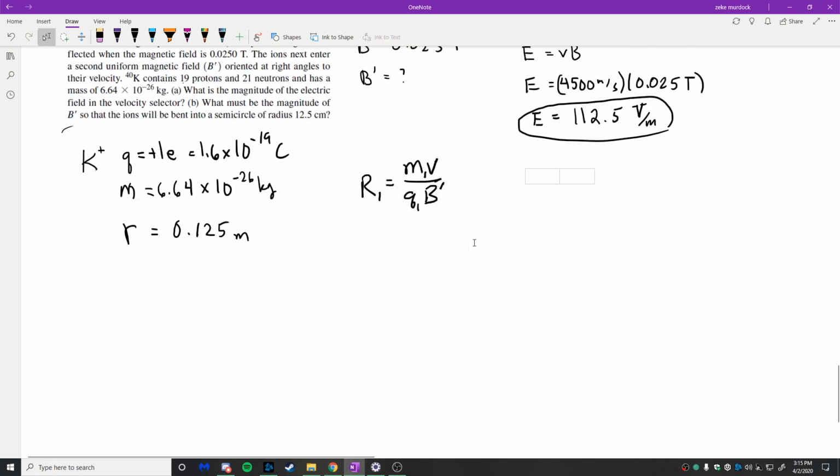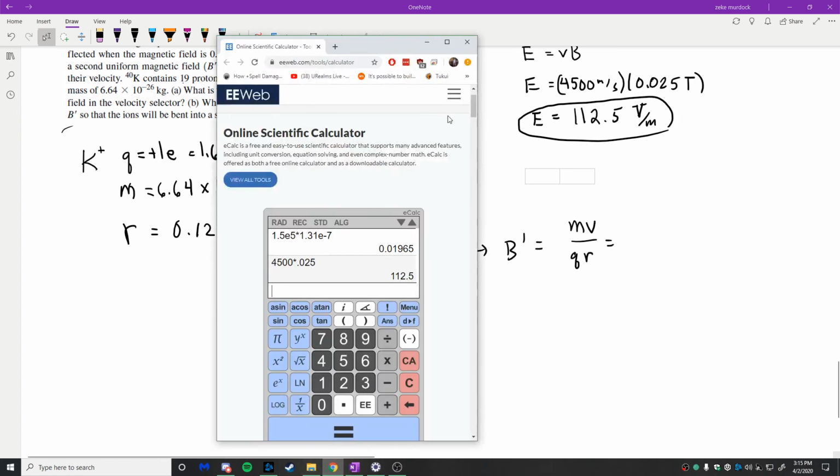So we want to solve for B prime. I'll just rewrite the equation. The equation is R equal to mv over q B prime. So B prime is going to be equal to mv divided by q times R. Plugging in the numbers, I don't want to write all these again, so I will just pull this up and we'll type them in.